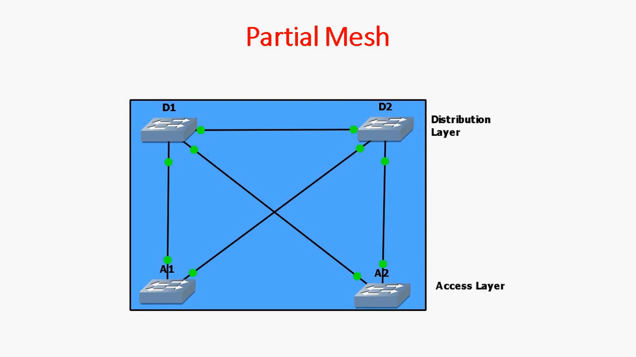In switching we have 3 layers: access layer, distribution layer and core layer. This is a switch architecture for designing. Here the distribution switch can connect to all the access switches, but an access switch is connected only to the distribution switch. An access switch cannot connect to another access switch. This is another example of partial mesh topology.